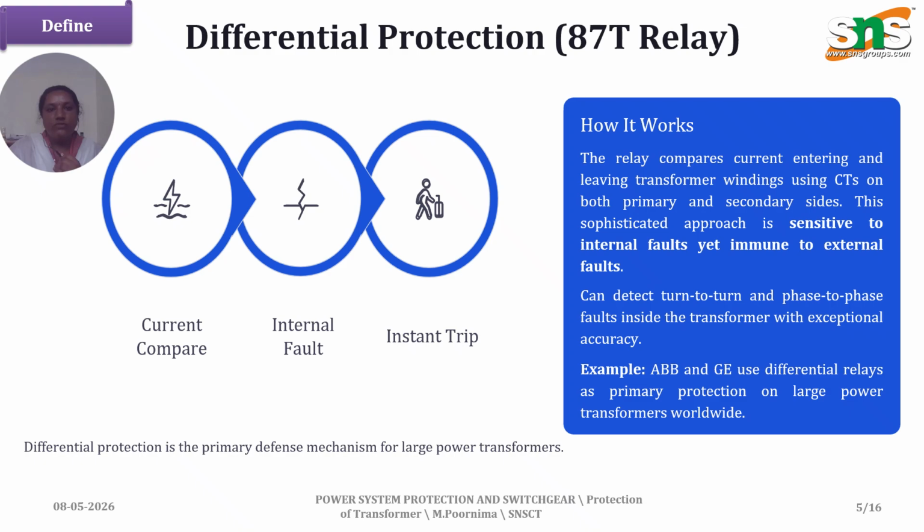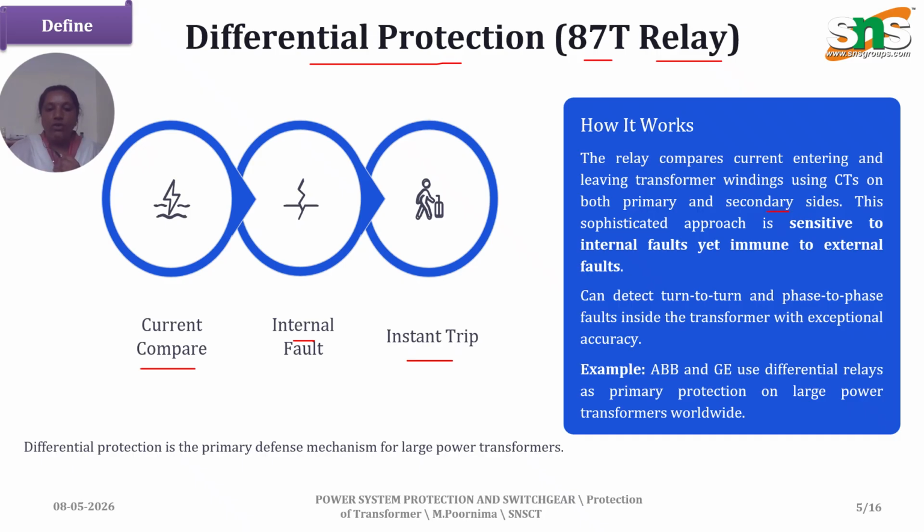Now coming to differential protection, the example being the 87T relay. It compares the currents, protects against internal faults, and initiates tripping. How it works: the relay compares the current entering and leaving the transformer winding using CTs on both the primary and secondary.